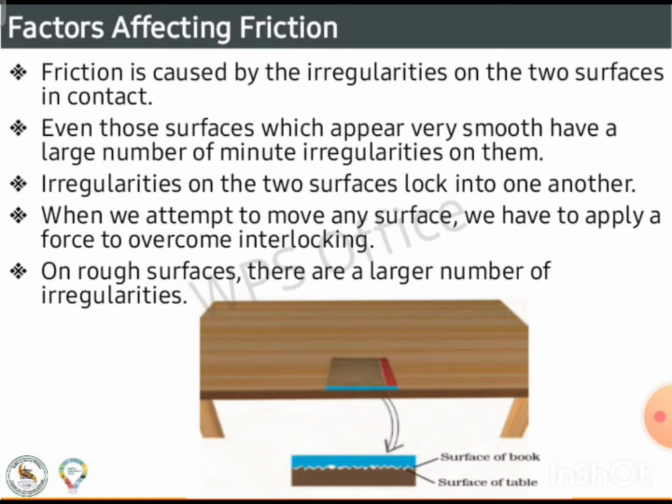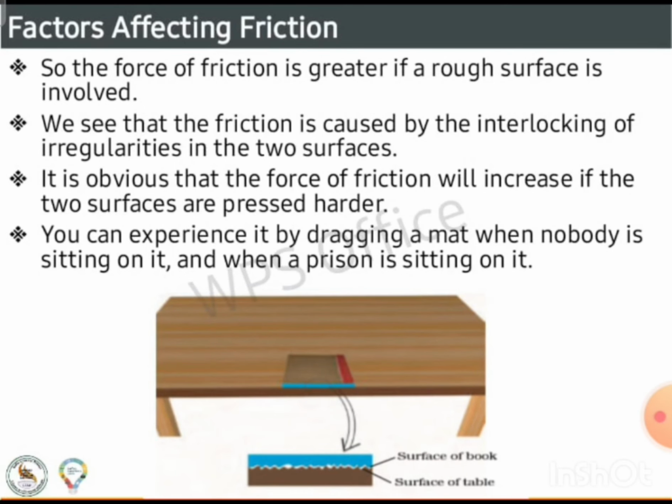On rough surfaces, there are a larger number of irregularities. So the force of friction is greater if a rough surface is involved. We see the friction is caused by the interlocking of irregularities in the two surfaces. It is obvious that the force of friction will increase if the two surfaces are pressed harder. You experience it by dragging a mat when nobody is sitting on it and when a person is sitting on it.